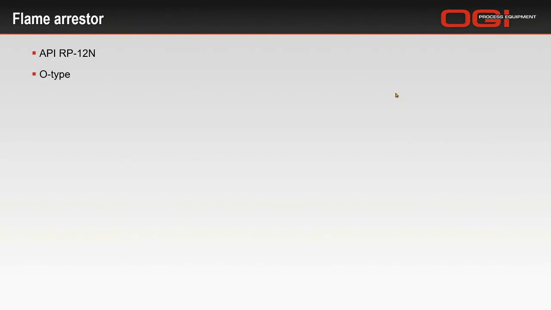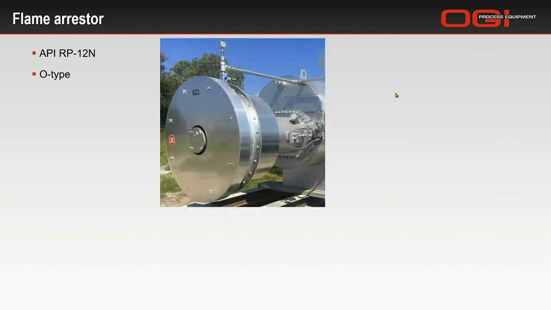And you could have an O type, which is usually for heaters under 2.5 million BTU. You'll have a single cell where air will be drawn in.